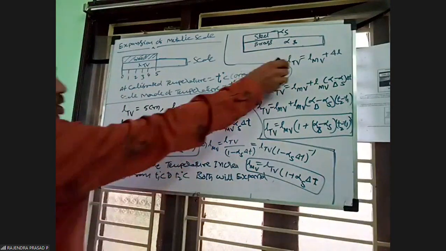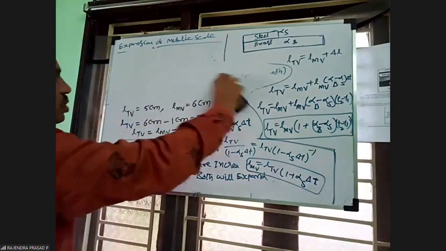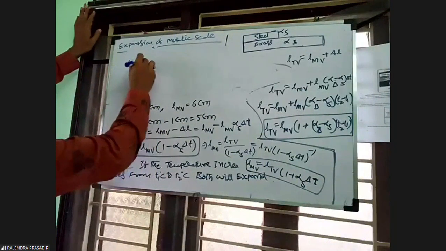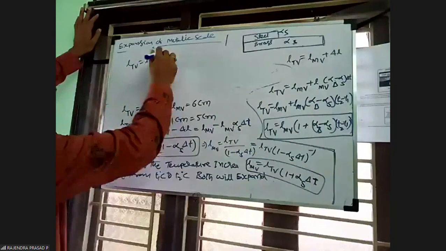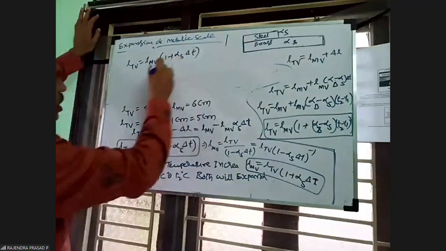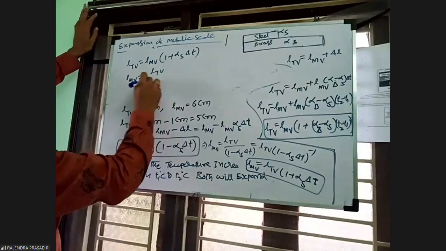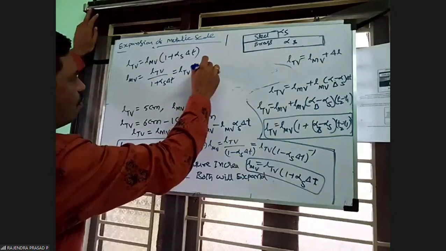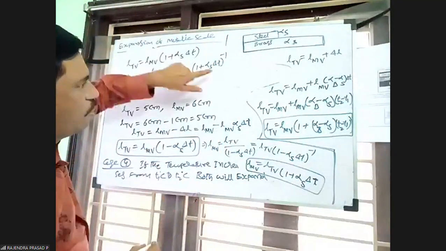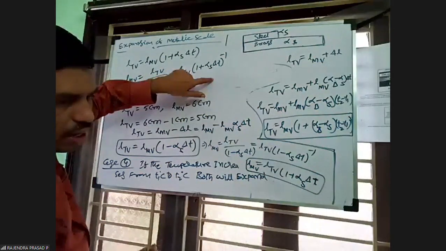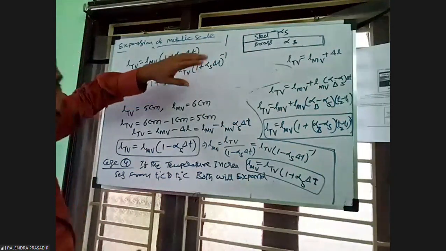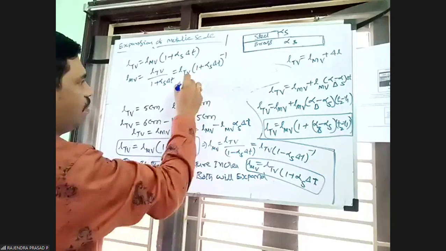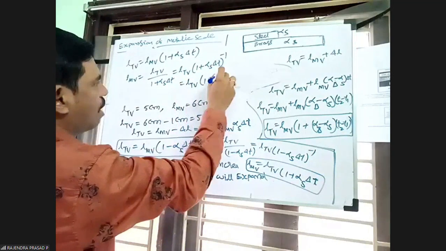The previous one is also the same, the first case and the second case also. In the second case, minus, it will become lesser. L measured value is equal to L true value by 1 plus alpha S delta T, which is L true value into 1 plus alpha S into delta T whole power minus 1. By the binomial theorem, this value is very much less than 1, so this term is eliminated. That gives L true value into 1 minus alpha S into delta T.